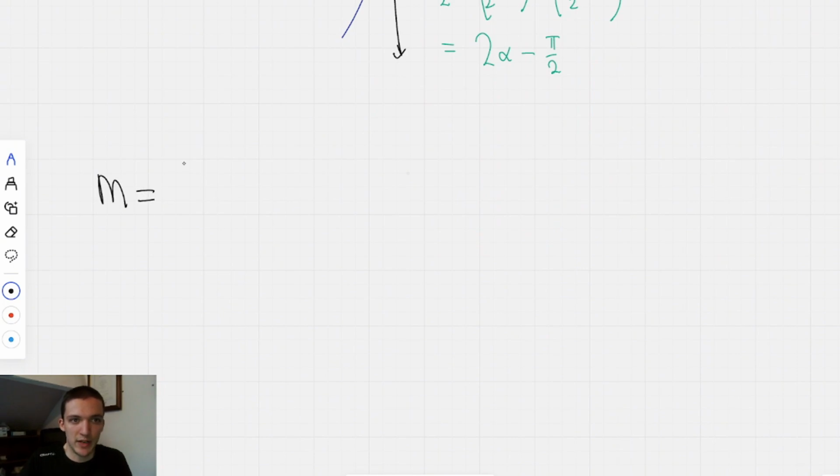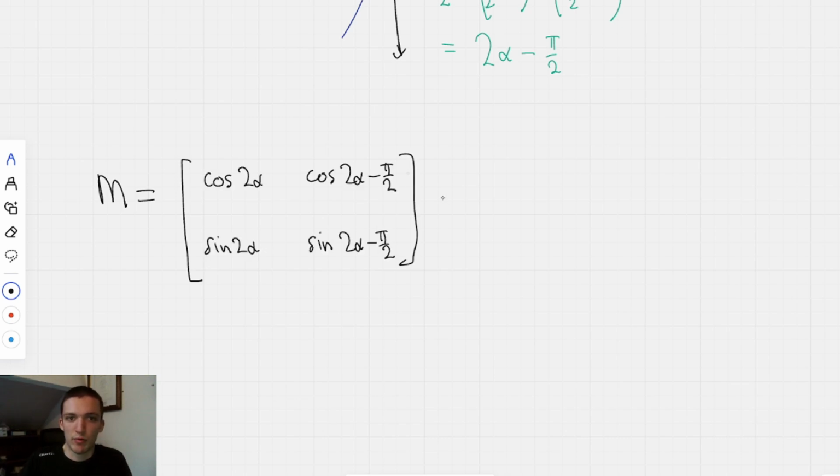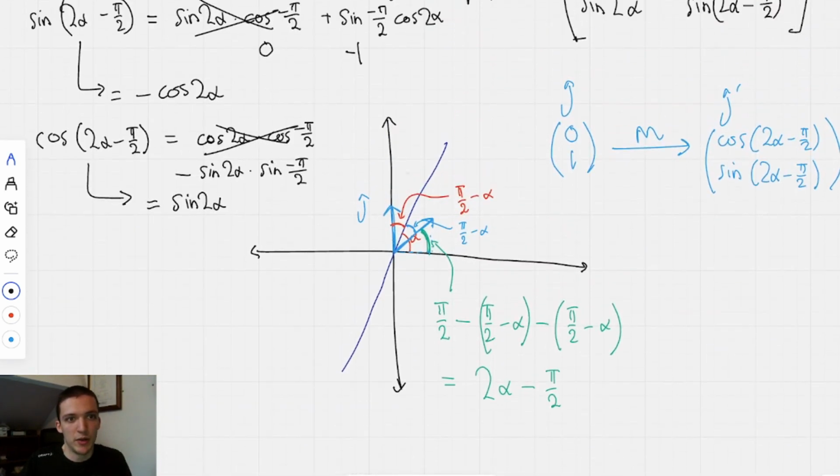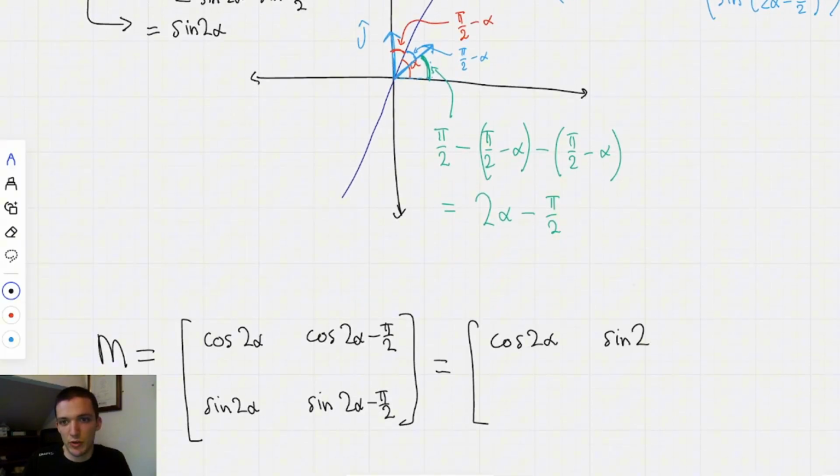So we had initially this thing, and we're going to rewrite that as follows. It's going to be this guy right here. So cosine of 2 alpha minus pi by 2 becomes simply sine of 2 alpha, and then we've got sine 2 alpha, and then we've got negative cosine 2 alpha.